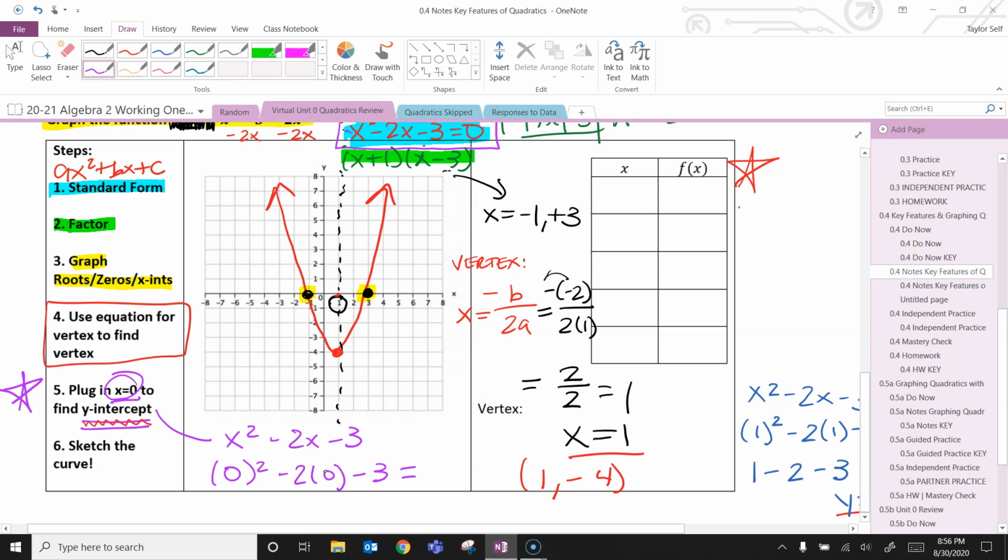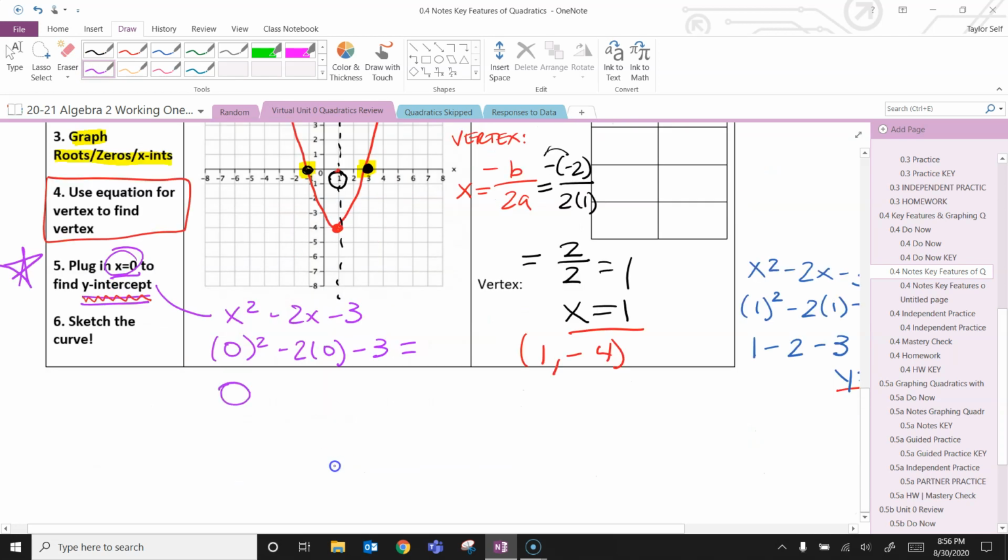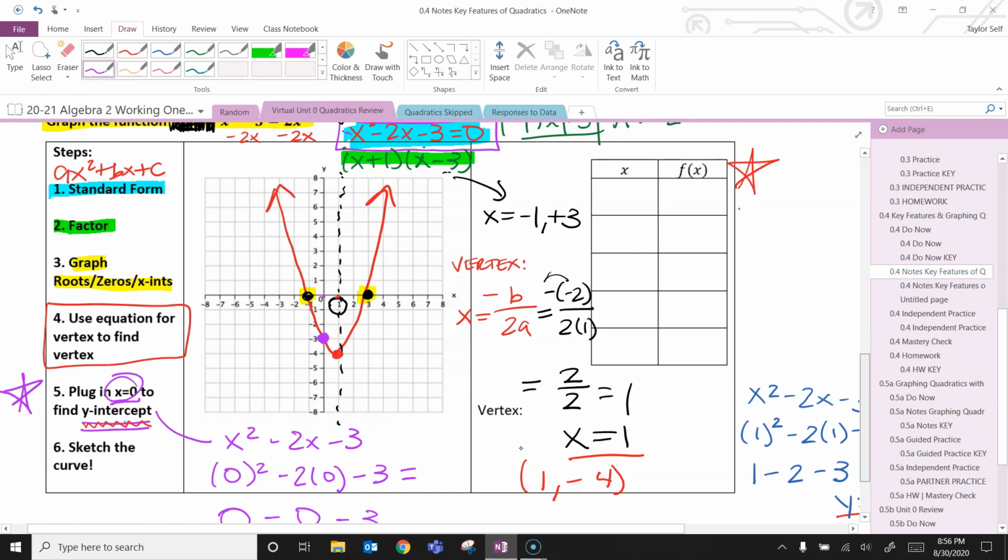Let's see. 0 squared is 0. Negative 2 times 0, that's 0. So 0 minus 3, you start at 0, you take away 3, you get negative 3. So for the y-intercept, we plugged in x equals 0. If we were to write our point, here's the point. X equals 0, y is what we found here, equals negative 3. Check it out. 0, negative 3. That is where we crossed the y-axis. Okay, that is our y-intercept.